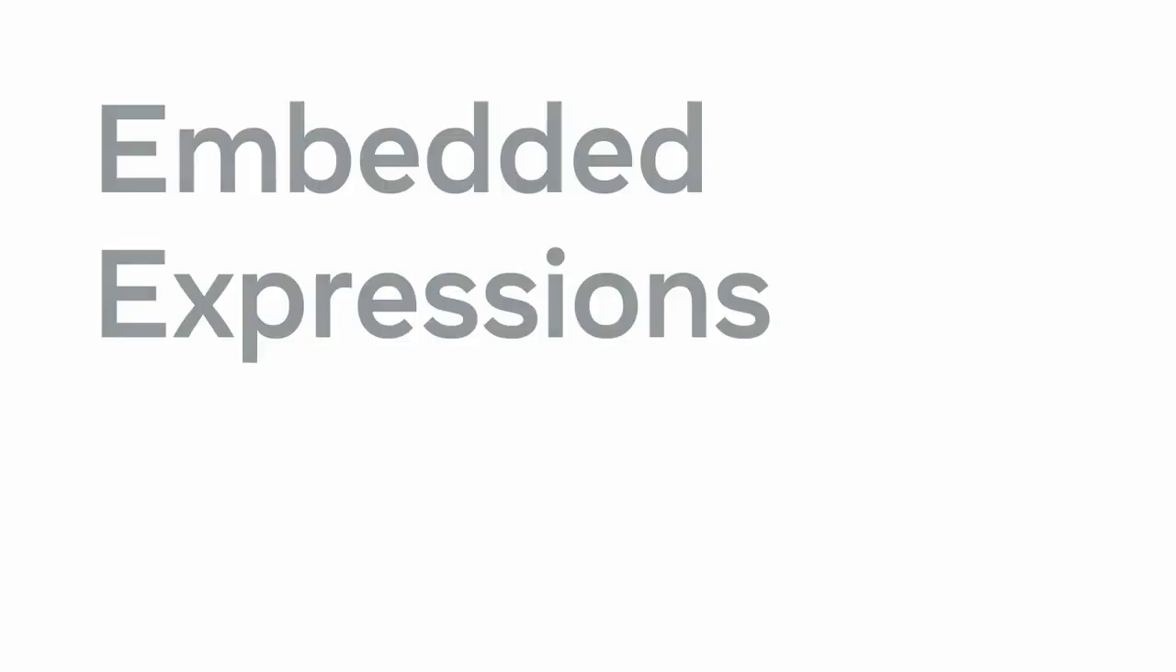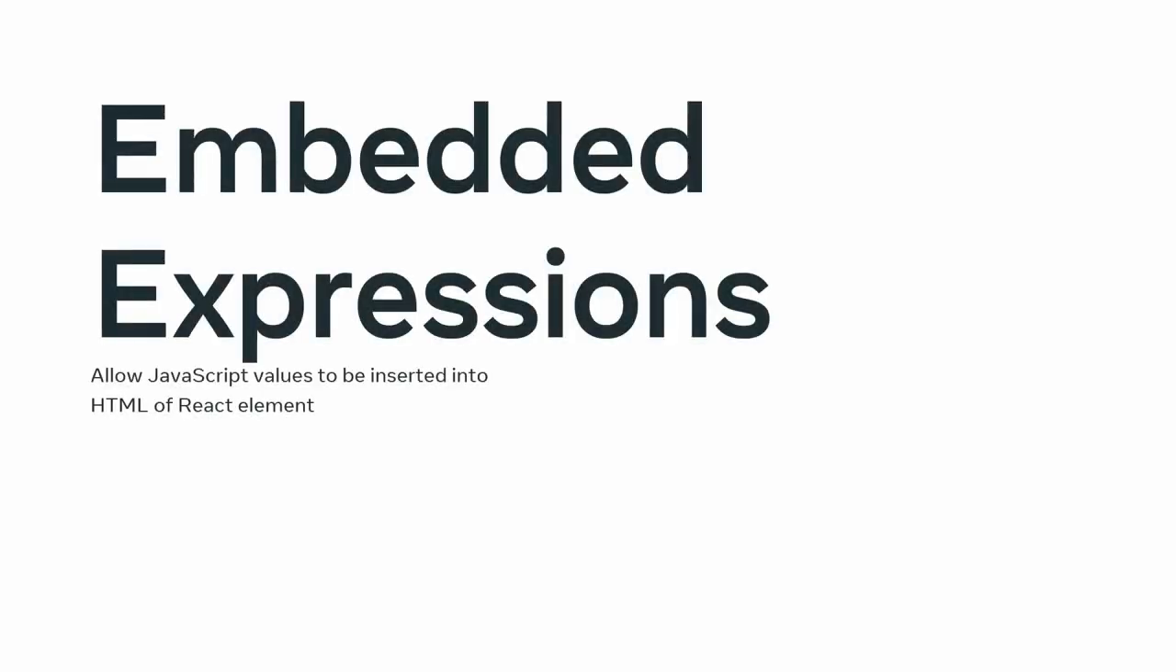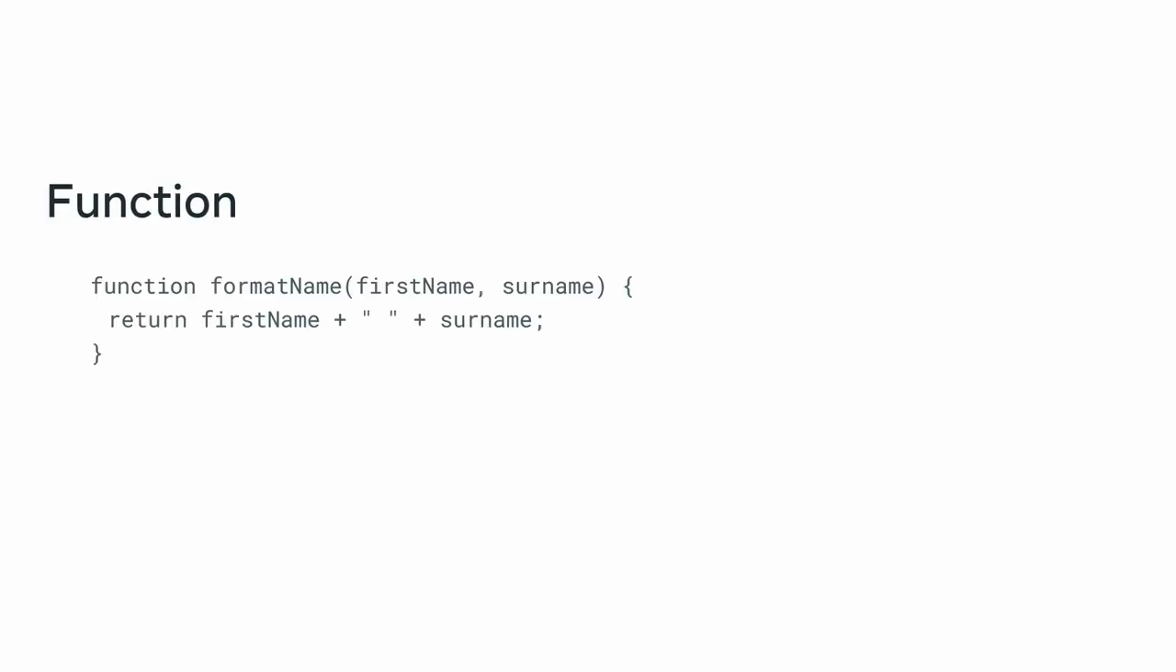Let's explore another important feature of JSX, which is embedded expressions. Embedded expressions allow developers to insert the values of JavaScript variables into the HTML of the resulting React element. Embedded expressions can also embed the output of functions. Let's say you need to output the person's name in a specific format. To do this, you can first create a function named formatName that will return the first name and surname with a space character between them.